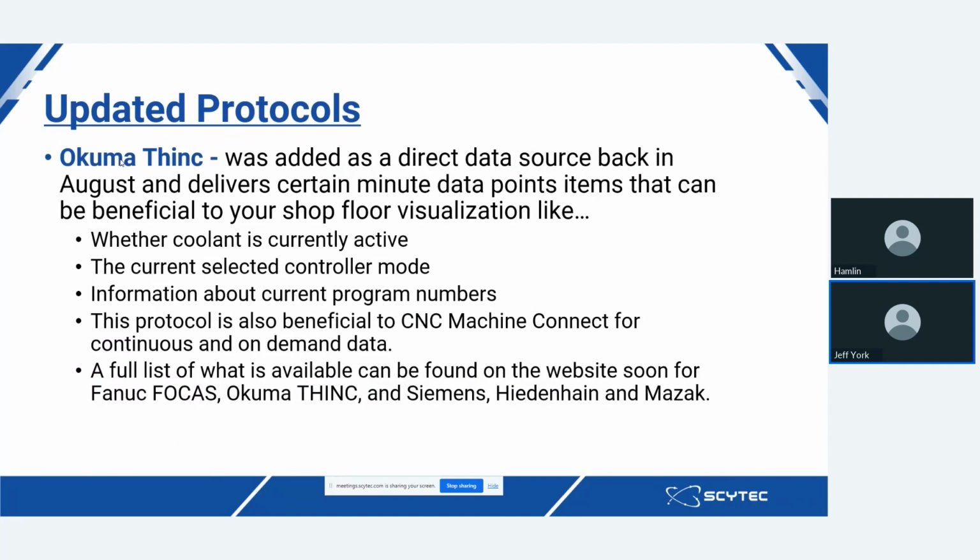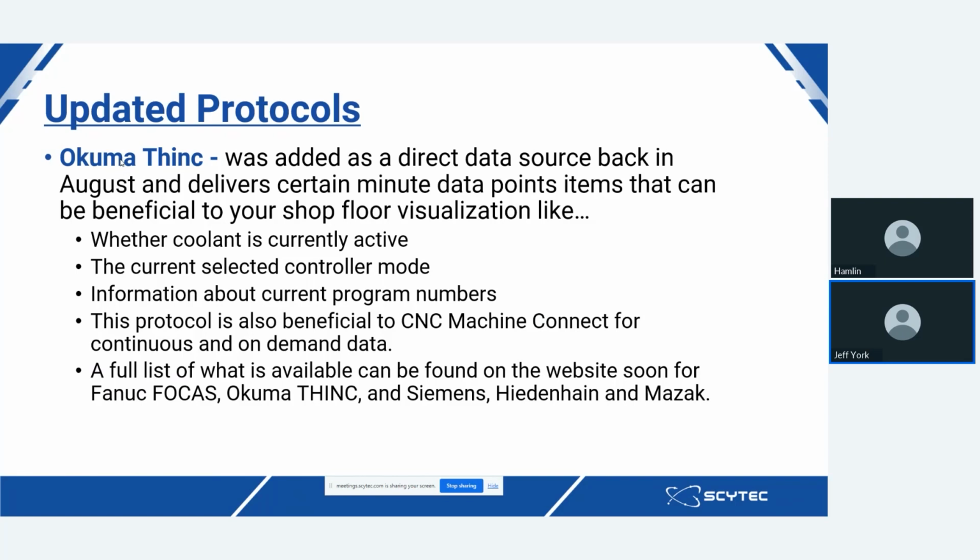Specifically, last August, we added Akuma Think as a direct data source that delivers certain minute data point items that can be beneficial to your shop floor visualization. And these go way beyond just, is my machine running or not running, or is it in an unknown downtime? With these direct data sources, you can get data items such as, with Akuma Think, whether your coolant is currently active, what the current selective controller mode is, or information about current program numbers.